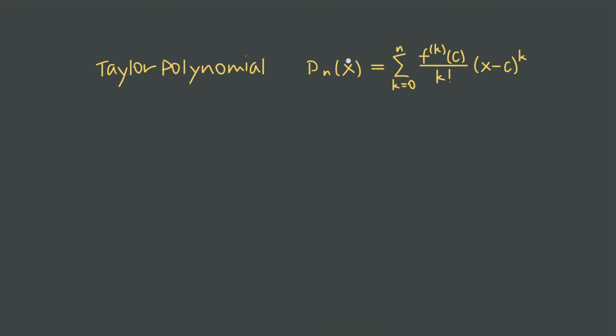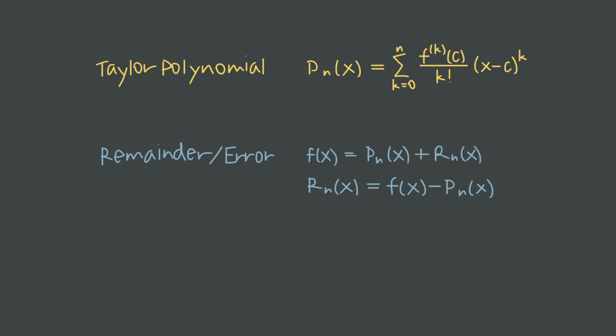We'll call it P sub n of x to indicate the nth degree Taylor polynomial. The difference between our real function and the approximation that's given by the Taylor polynomial is the error or the remainder, which we indicate with r sub n of x. In other words, we can say that the function's value itself is equal to the approximation given by the Taylor polynomial plus the error, or the difference between the function's actual value and its Taylor polynomial value, which means that if we rearrange this equation, we can write the remainder as equal to the function's value minus the approximation given by the Taylor polynomial.